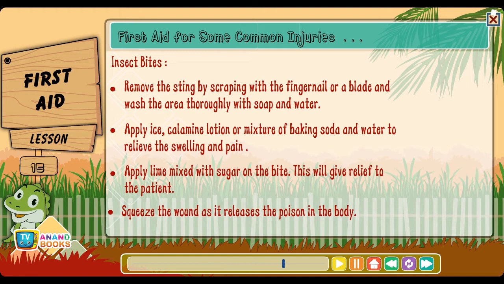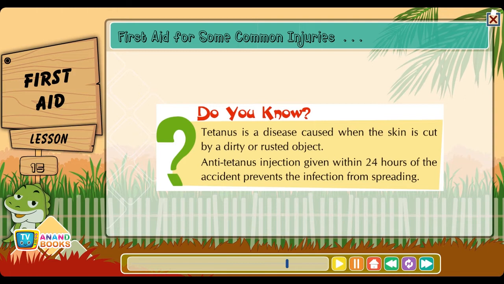Do you know? Tetanus is a disease caused when the skin is cut by a dirty or rusted object. Anti-tetanus injection given within 24 hours of the accident prevents the infection from spreading.